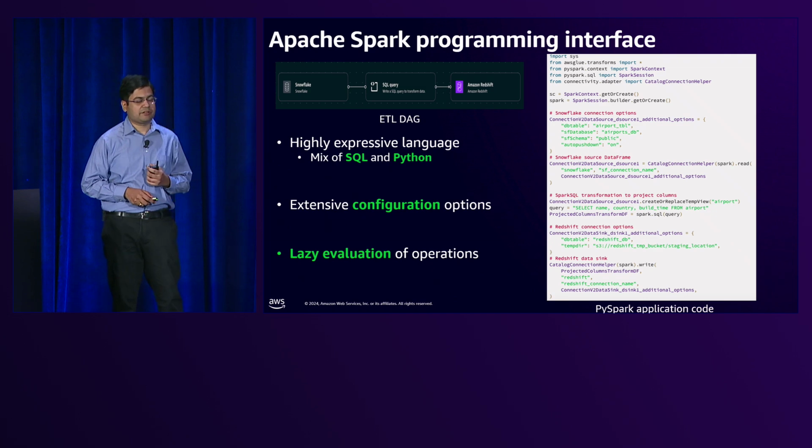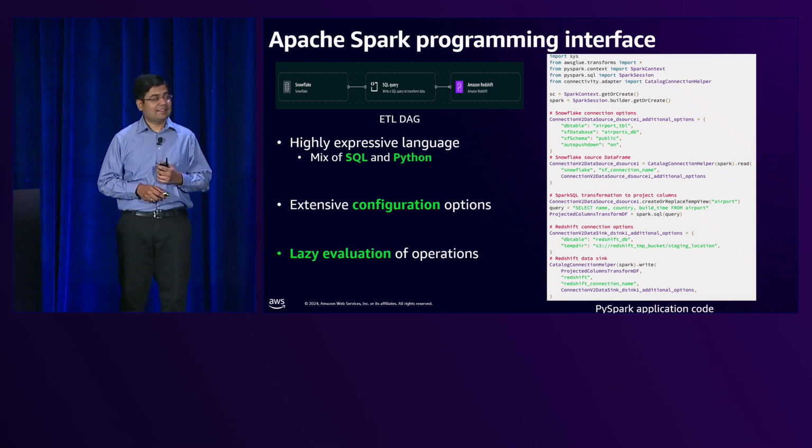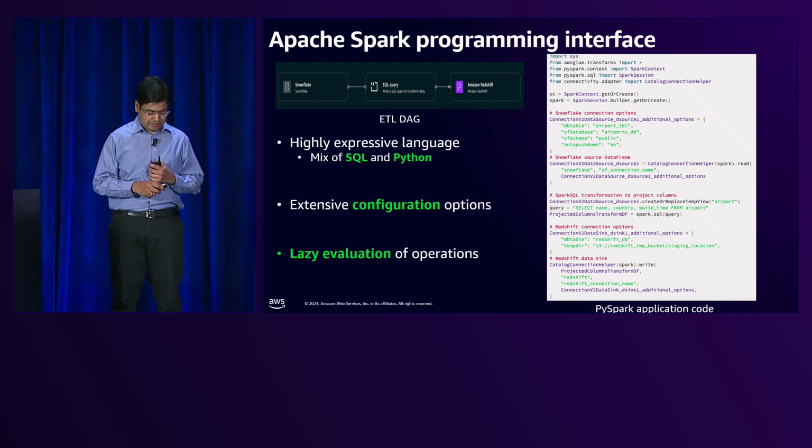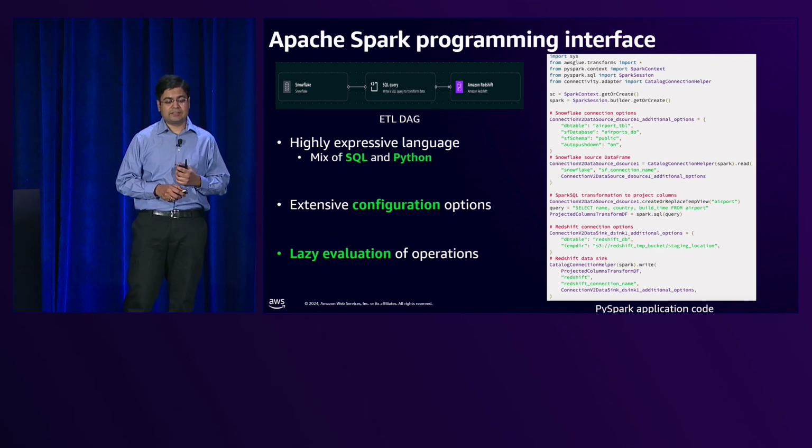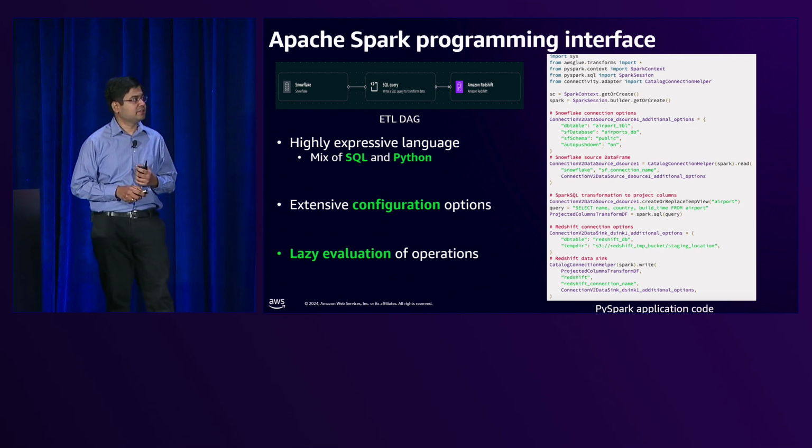your data to Redshift. While this mix of programming languages helps developers to pick their own language of choice, the downside of this is for low-code, no-code users, this is still 25 lines of code, and it's not as intuitive as this ETL DAG.